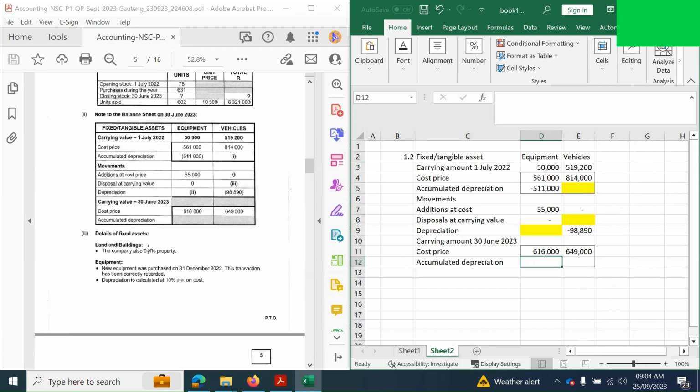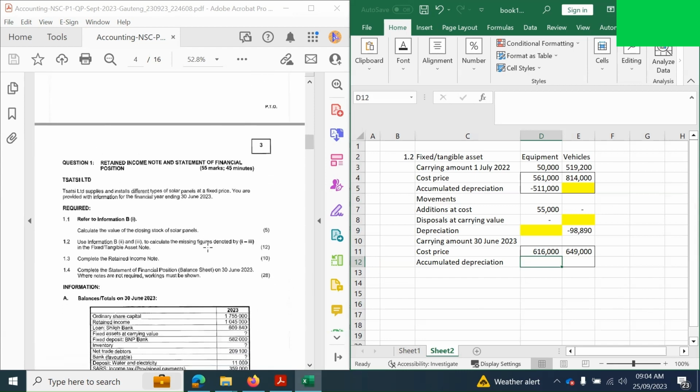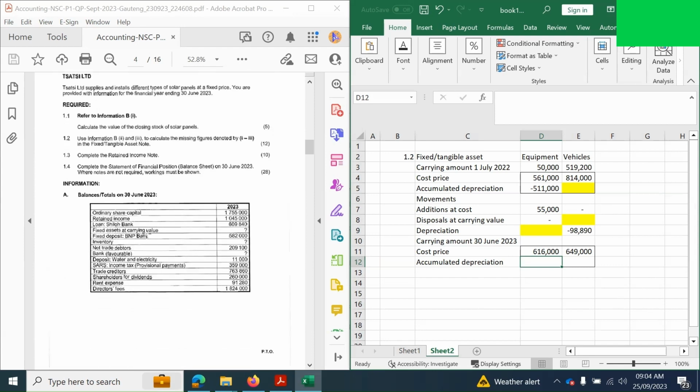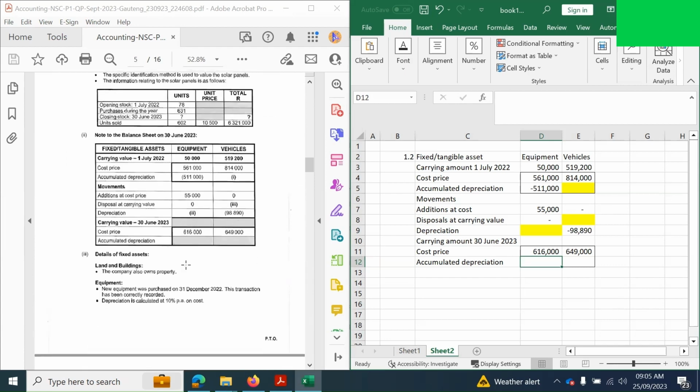So details of fixed assets, land and buildings. The company also owns property, is what they tell us. So that's important because they're saying in addition to equipment and vehicles, there is other tangible assets, which is property. And this will become important when we look at question 1.4, which is the statement of financial position. Because if you remember this table here, fixed assets at carrying value, this was not given. So that tells me that this is made up of your equipment and vehicles as well as property. So you're going to have to calculate what the value of that property is.